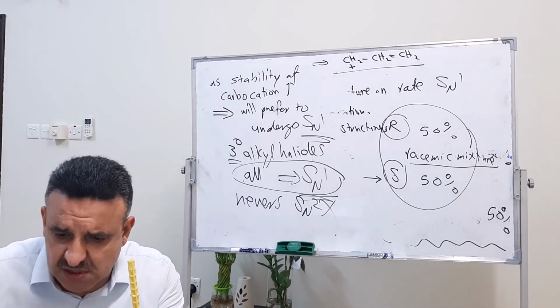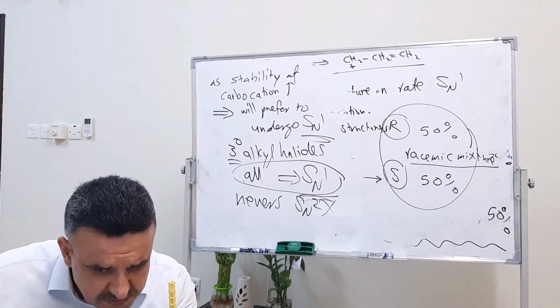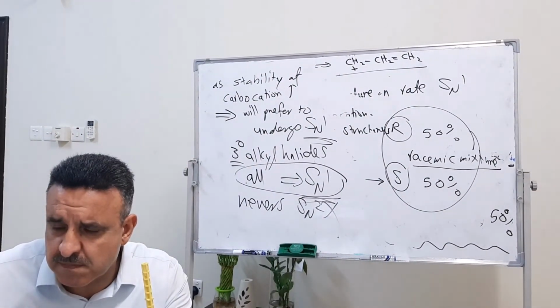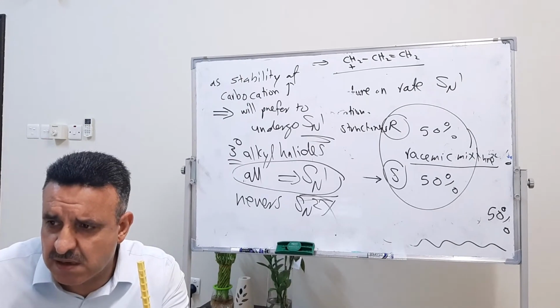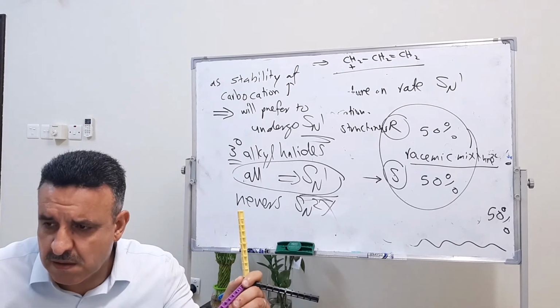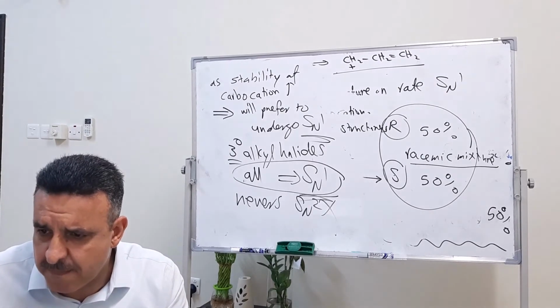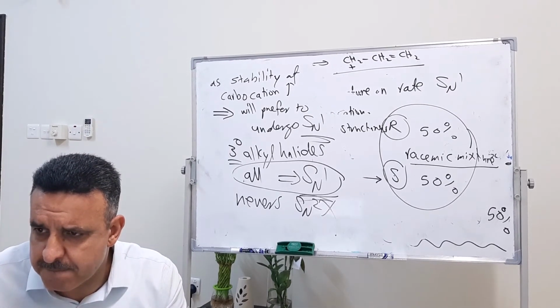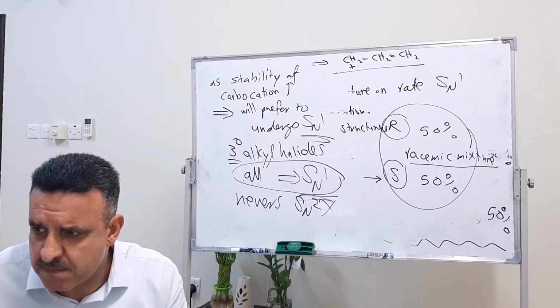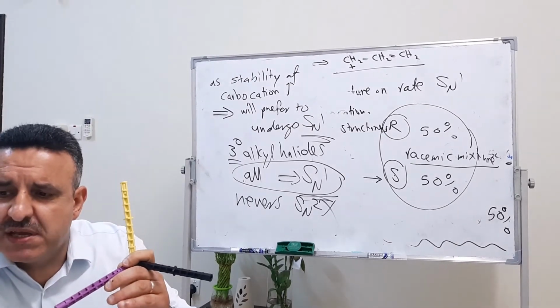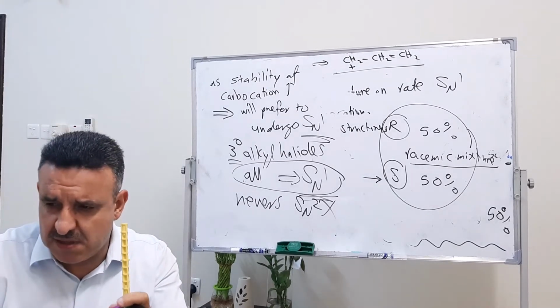Can you see the model here? Can you see the model? No. Just a second. Let me see what's wrong with the camera now. All right. Can you see? Oh yes, it's okay. Now you see the camera, right?